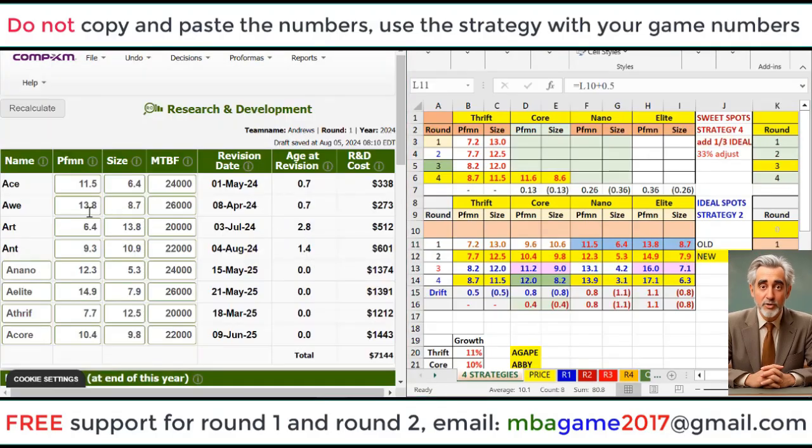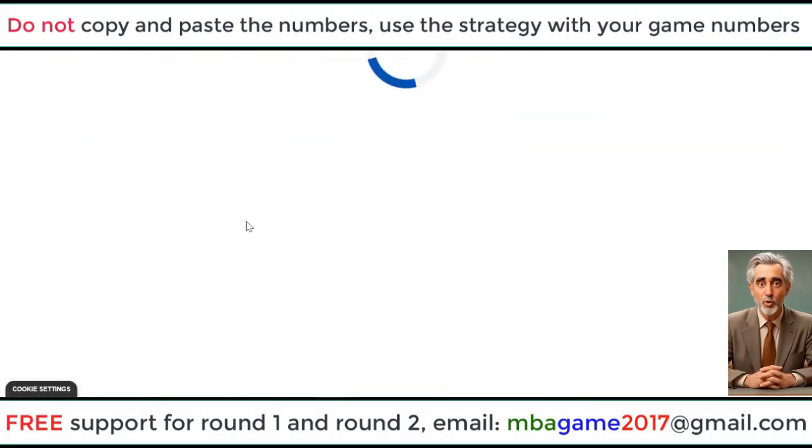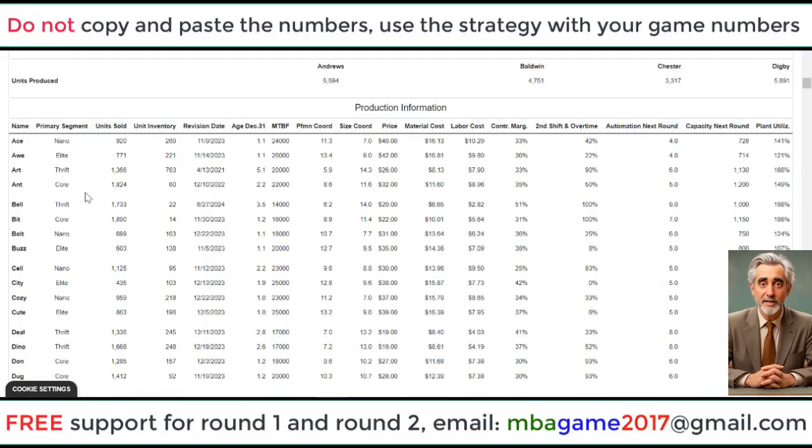Tip 3. Identify which product belongs to each segment. Every company in Capsim starts with 4 or 5 products, and each one targets a different segment. It's crucial to correctly identify which product is for which segment. You can find this by clicking on the production department in the simulation, checking the product characteristics, and comparing each product's size and performance with the segment expectations in the Industry Conditions Report. Usually, your product lineup follows this order: trip equals traditional, core equals low-end, nano equals high-end, elite equals performance. But always verify, each game instance may differ slightly.